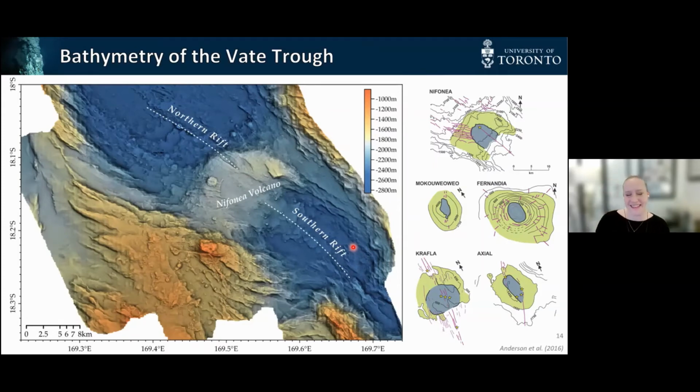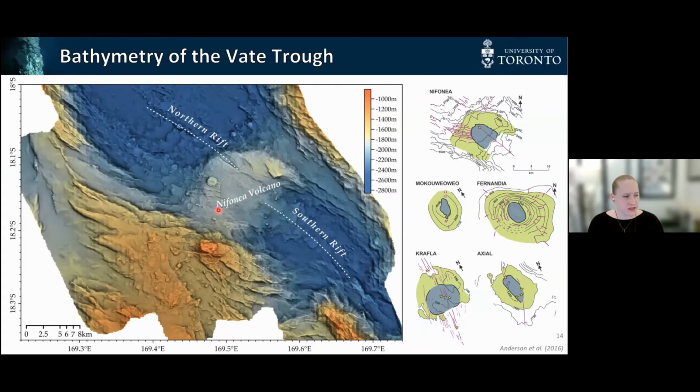And that summarizes basically my entire research program. Why are there big volcanoes, big focused magmatism, in an area of extension? What are the tectonic reasons for their formation? Why is that there?